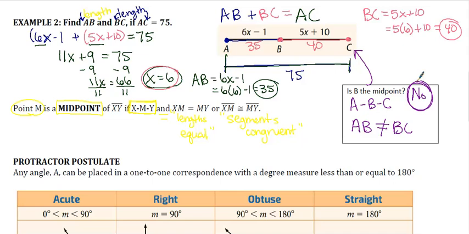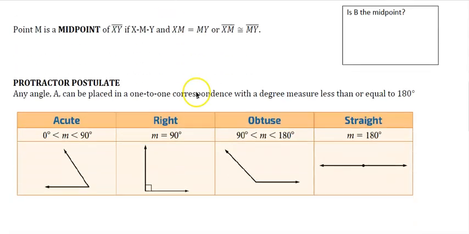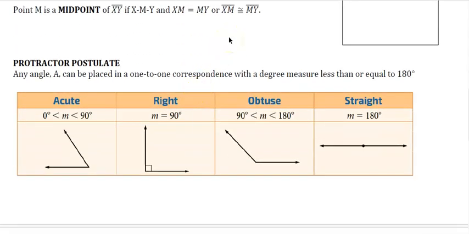All right. Then let me clean this up and we'll scroll on down. Then we have this protractor postulate. In the protractor postulate, again, it's just saying that any angle A can be placed in a one-to-one correspondence with a degree measure less than or equal to 180 degrees. So it's just saying any angle is going to measure less than or equal to 180 degrees.